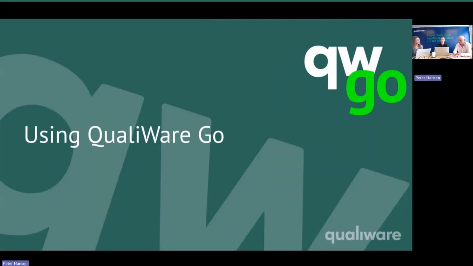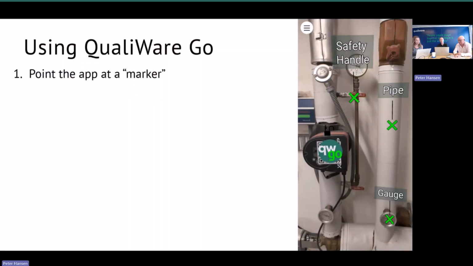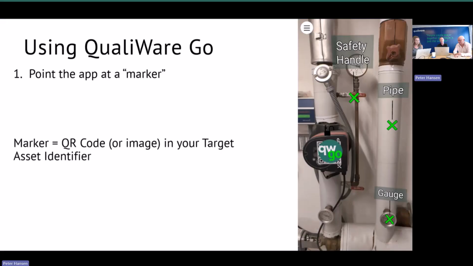Now you're logged into your QualiWare Go and you want to start using it. First, you need to point the app at a marker. If you haven't guessed it already, a marker is a QR code or one of the images in your target asset identifier. When the app has found a marker or a target asset identifier, AR points will appear on the screen.